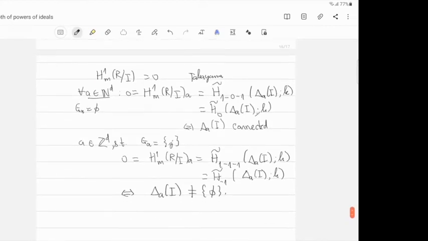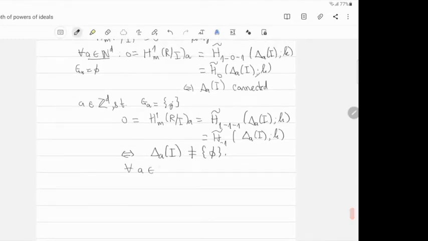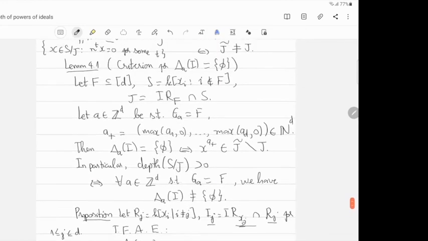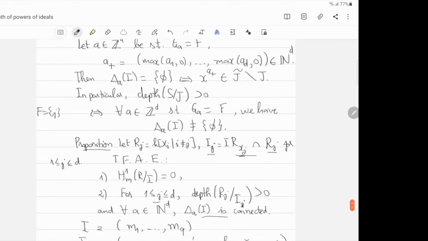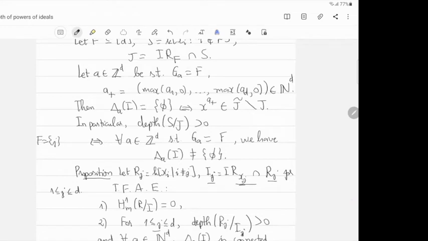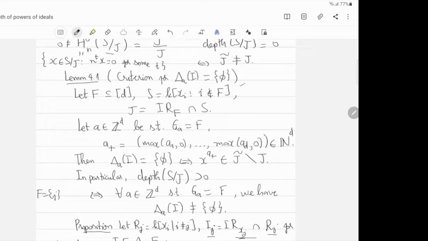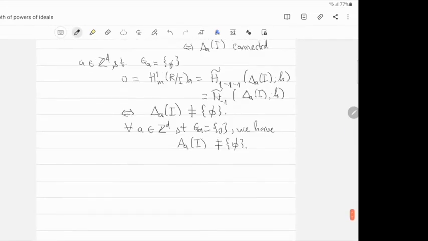Okay, so we want to have that for every a in Z^d such that the negative support is there, we have delta a of I is not the empty complex like this. And so from this very lemma, with F equal to j, F equal to this one point set, you see that S here is exactly Rj. This S, if F is j, then S here is exactly Rj. And this I here is exactly I localized at j. So that lemma tells you that if you want this for every a with negative support being j, it is equivalent to that Rj modulo Ij has positive depth. Yeah.